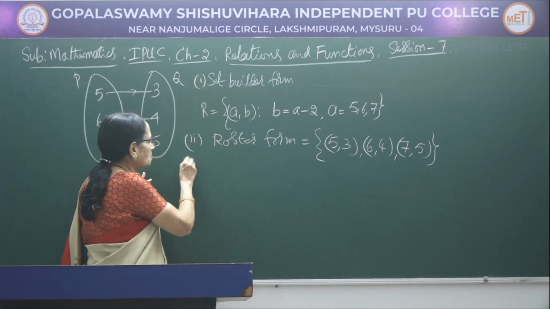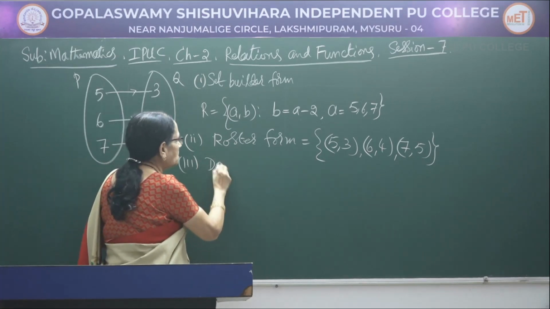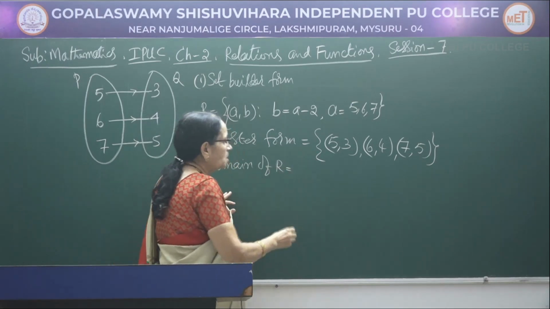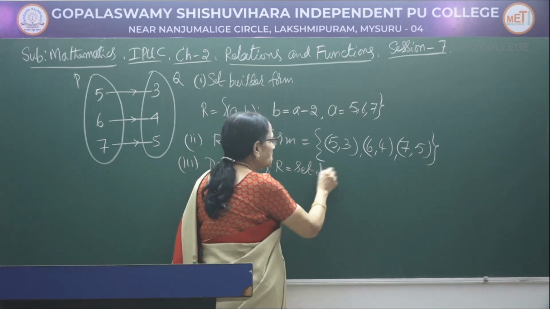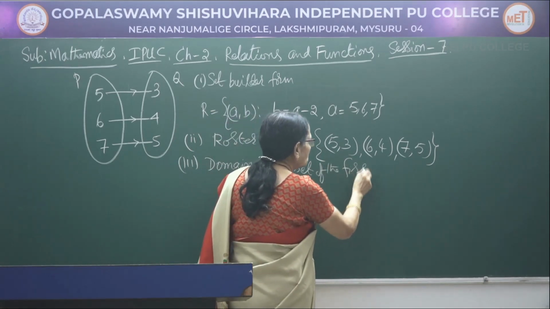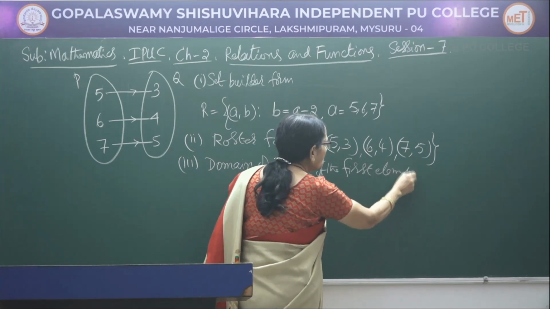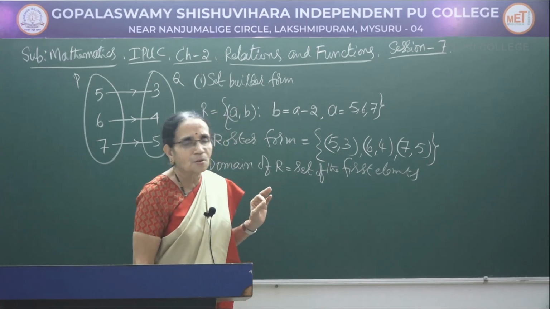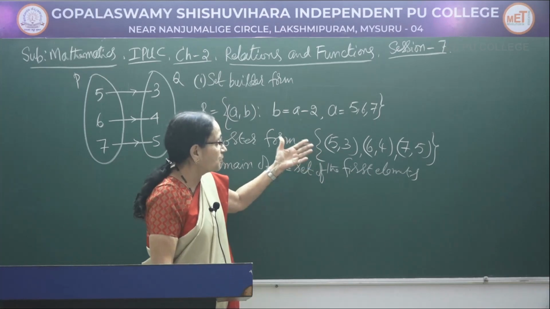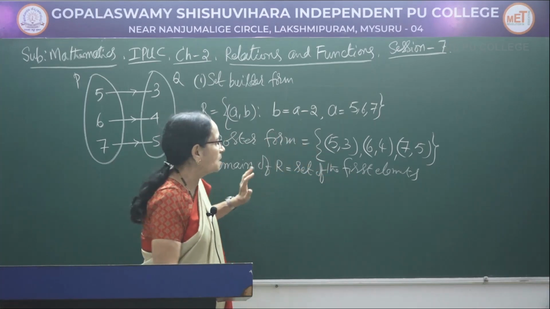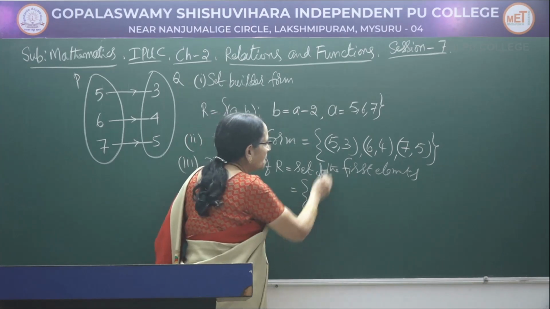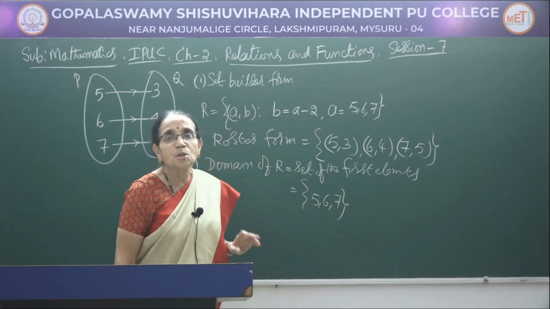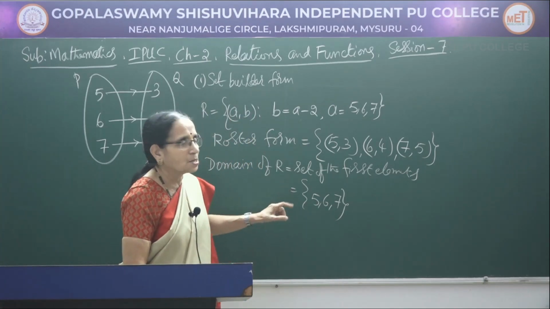Next is the third one. You have to write the domain of R. How do you write the domain? Domain means the set of the first elements. That's the rule I have told you, isn't it? The definition of the domain of a relation is the set containing the first elements of the ordered pairs of the relation R. So here, what are the first elements? They are 5, 6 and 7. These are the elements which belong to the domain of this particular relation R.